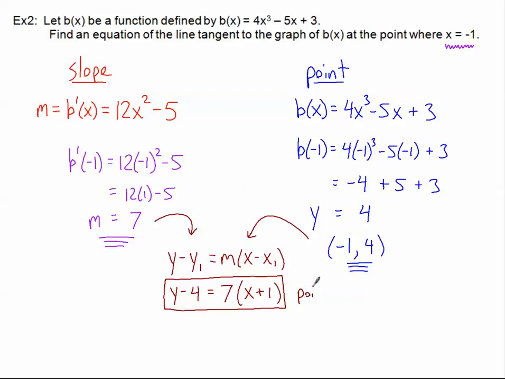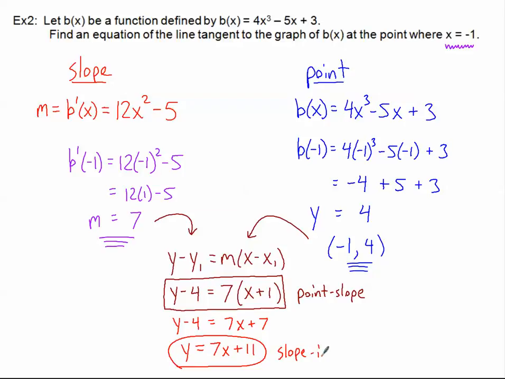This is an equation that is in point-slope form. If for some reason you did not like the point-slope form and you wanted to get into slope-intercept form, if you wanted to solve for y, then you'd have to distribute right here. So we'd have y minus 4 is equal to 7x plus 7, and then we would have to add 4 to both sides, and we would have y equals 7x plus 11. That's another form of the tangent line. This is the slope-intercept form. Perhaps you like to graph from that form better. That's absolutely fine. I believe it requires a little bit more work, so I'm okay just leaving it like this.